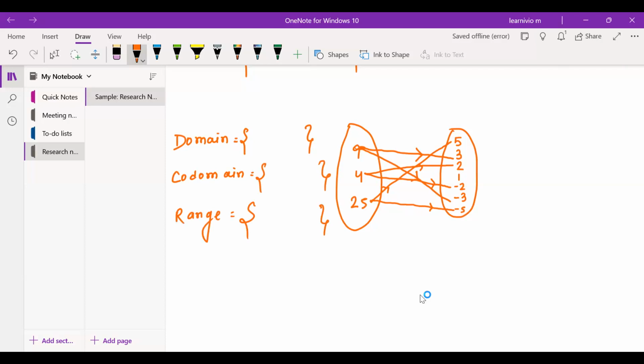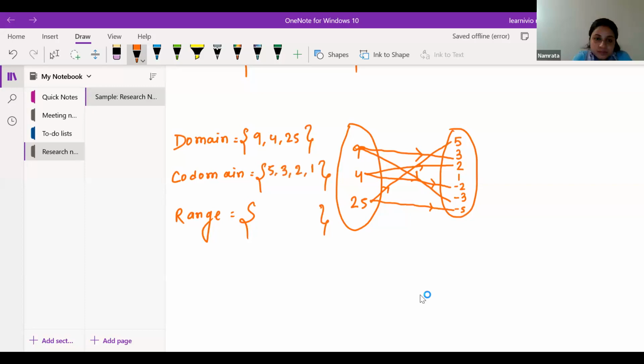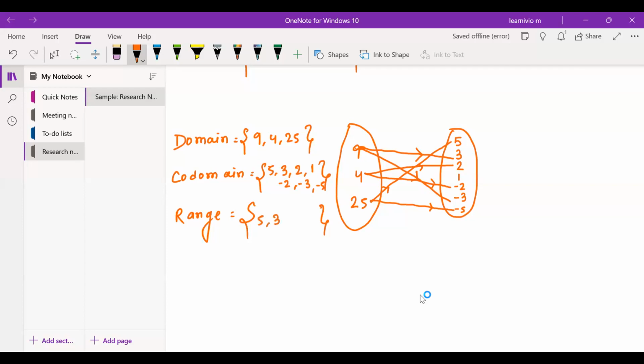The domain is 9, 4, 25. Yeah. Codomain? 5, 3, 2, 1, -2, -3, -5. Yeah. And range? 5, 3, 2, -2, -3, -5. Perfect. So this is how we will list down domain, codomain, and range. Okay. Let's do a few questions now.